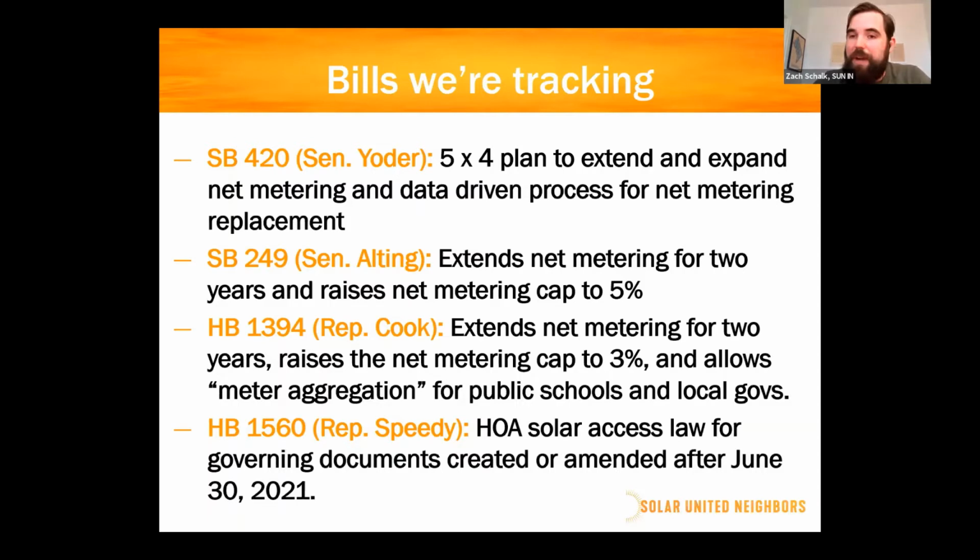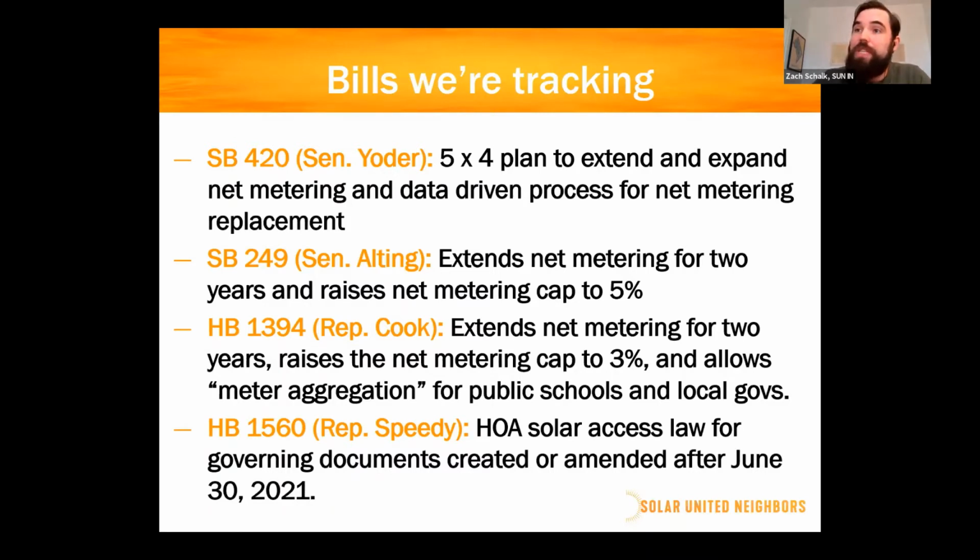It would extend net metering by 5 years and raise the cap on net metering to 5% from the current 1.5%. It would increase the system size of facilities eligible for net metering from 1 megawatt to 5 megawatts. And it would allow for the aggregation of meters up to 5 meters, which means you can use your solar credits on multiple meters. It would also create a data-driven process for replacing net metering, which would be really critical to the future of distributed solar in the state of Indiana.